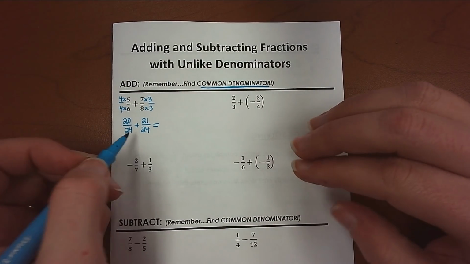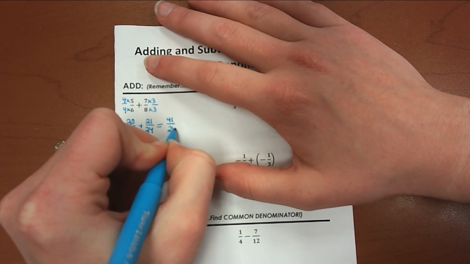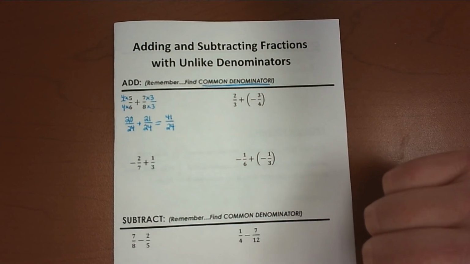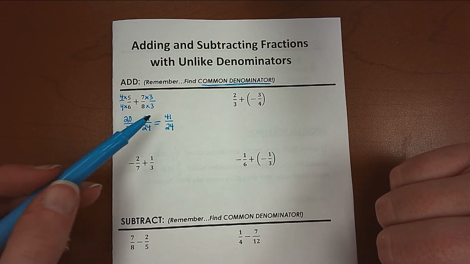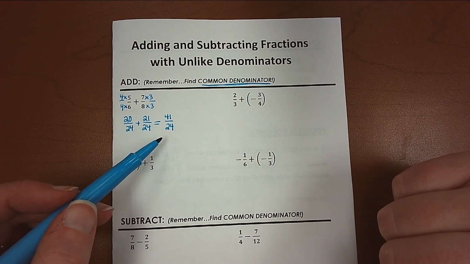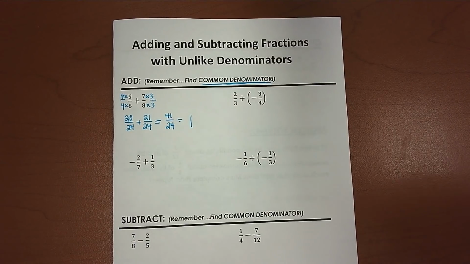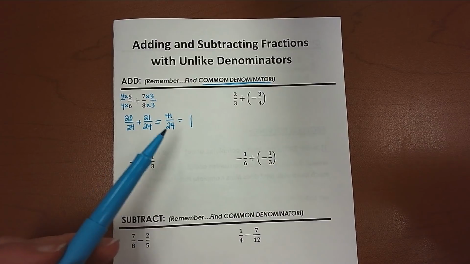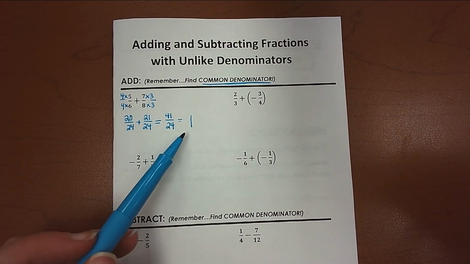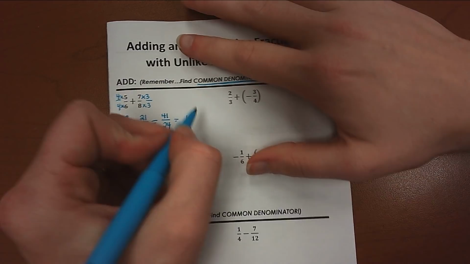So 20 plus 21 is 41 over 24. I don't think that I can simplify this, but I do know that it's an improper fraction because my numerator is bigger than my denominator. So I'm going to say 24 goes into 41 once, and it has a remainder of 17, I believe, because if I count on 24 up to 30 is 6. And then 31 would be one more, so that's 7 plus another 10 to get to 41 is 17.